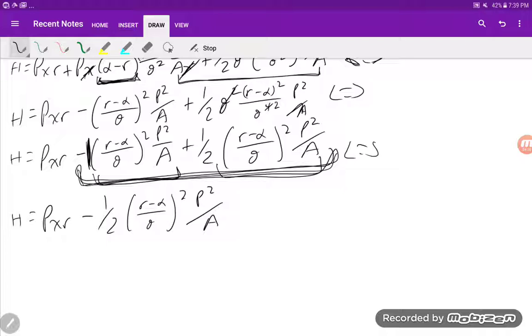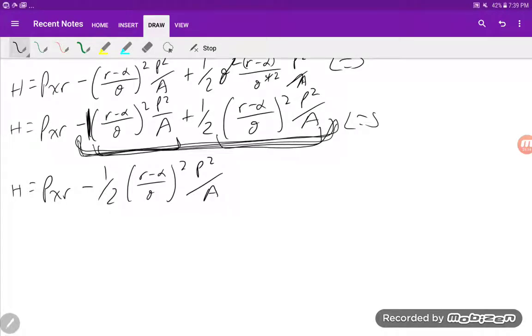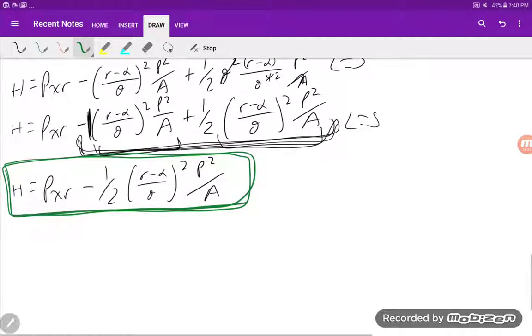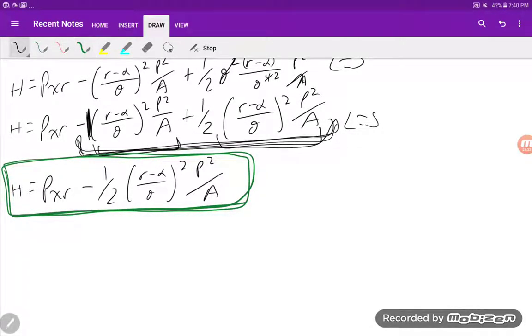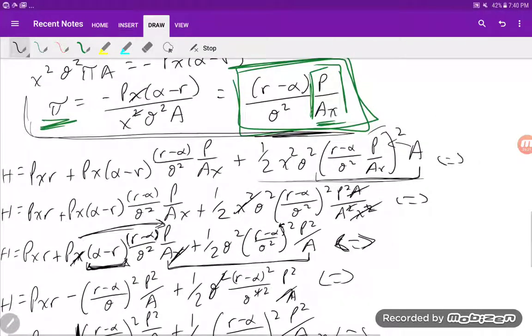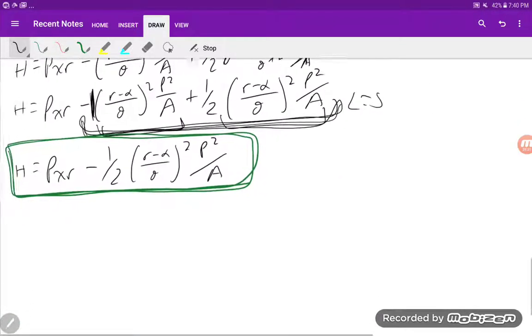Alright, so that's our Hamiltonian after plugging in our proposed optimal control. Still not in the most simple form yet, because we still had, where did we derive it? This term here, p over ax, which we don't really know much about yet.